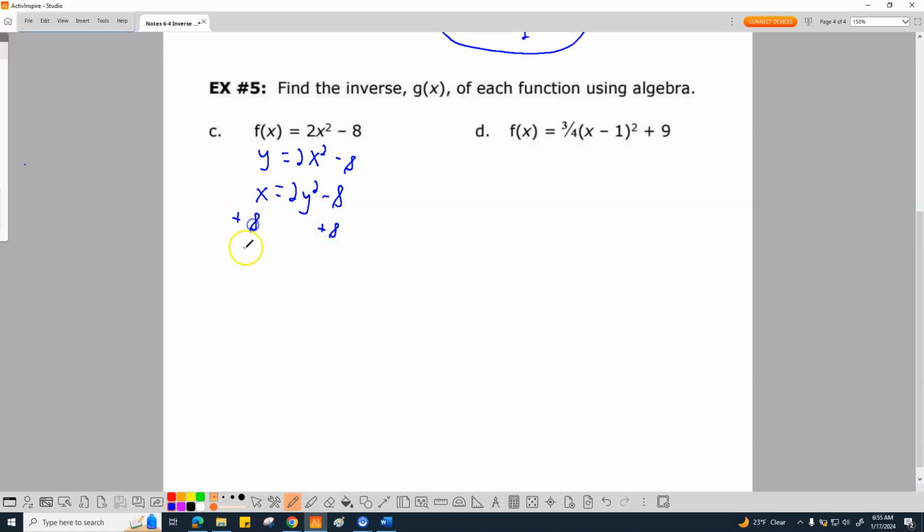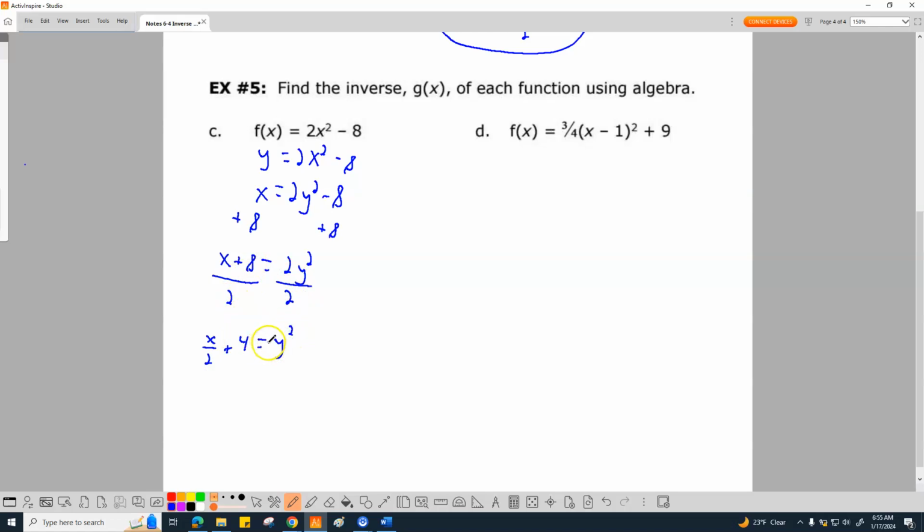I'm going to add the 8 on both sides, and I get x plus 8 equals 2y squared. Order of operations, you want to get rid of this 2 first. So I'm going to divide this 2 out on both sides. I end up with x over 2 plus 8 divided by 2 is 4 equals y squared.